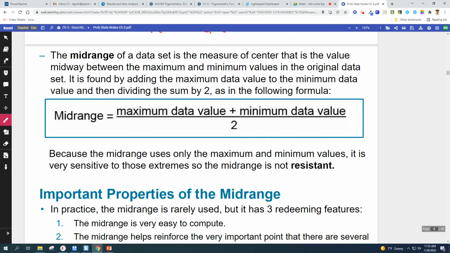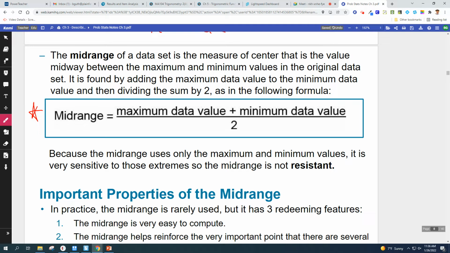Now, mid-range is probably the only one of these terms that you've never done before. It's not hard, but you might not have done this one. The mid-range of a data set is the measure of center, that is the value midway between the maximum and minimum values. It's found by adding the max data value to the minimum data value and dividing by 2. So here's the formula. You're going to take the max plus the min divided by 2.